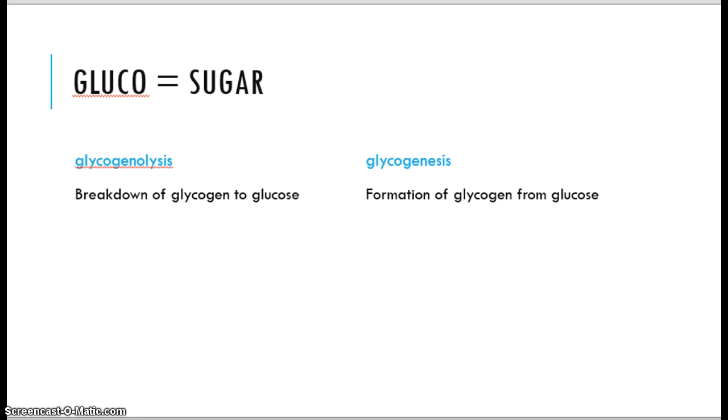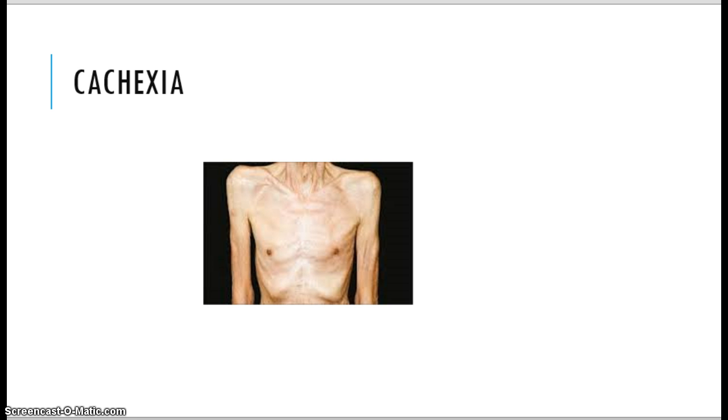Another medical terminology that goes with nutrition is gluco, and gluco means sugar. So when you see words like glycogenesis, it's the formation of glycogen from glucose. Our term cachexia means wasting away.